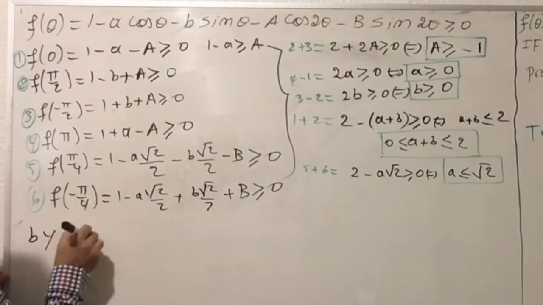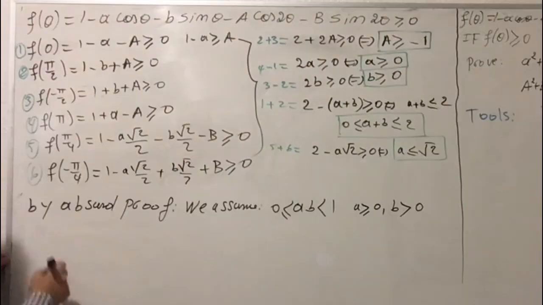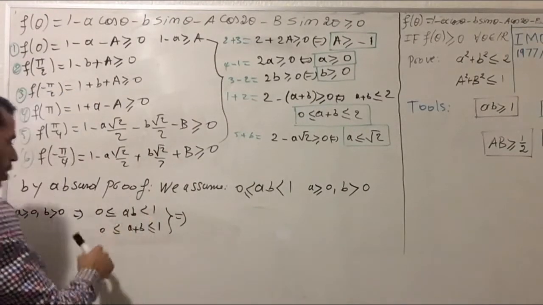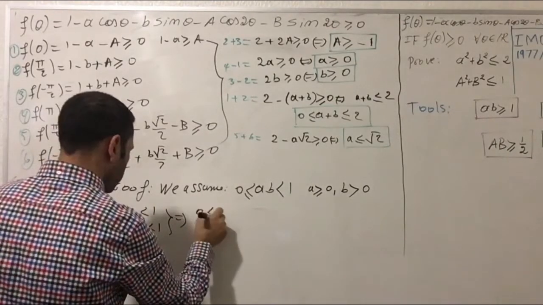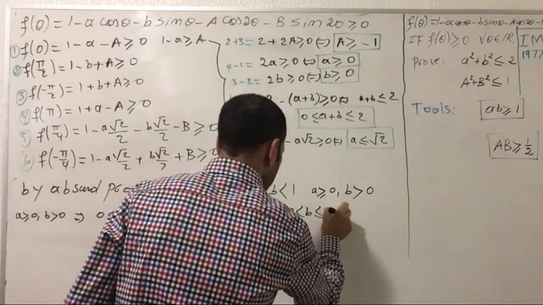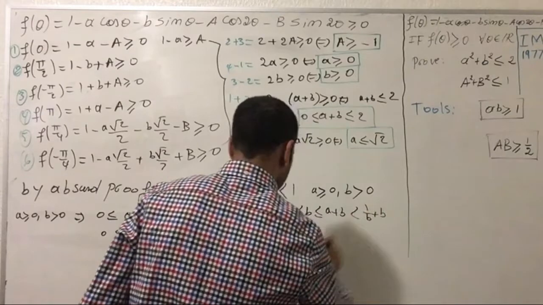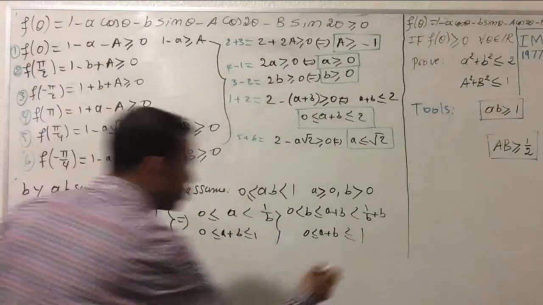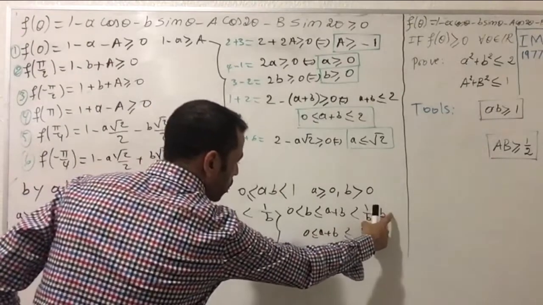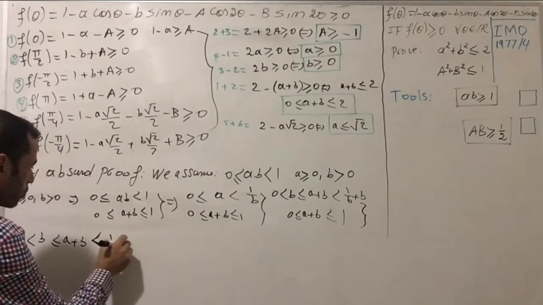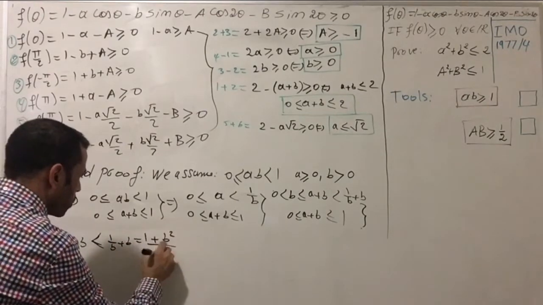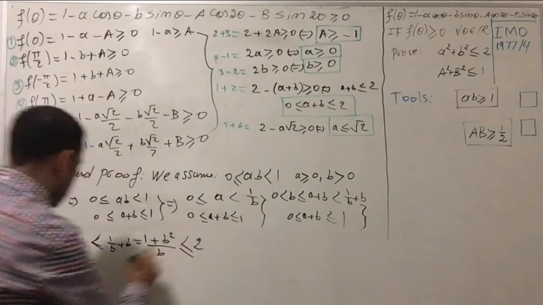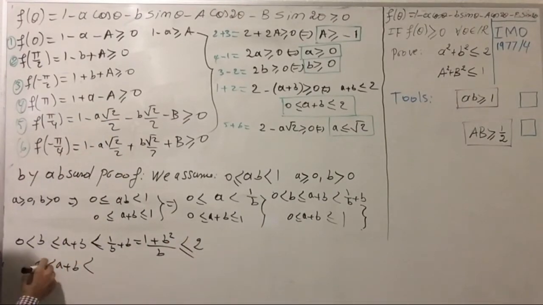By absurd proof, we have this assumption. This implies I'm going to divide both sides by b. So I will have 0 below a plus b, strictly inferior than 1 over b plus b. This one equals 1 plus b squared over b. So this one has to be inferior or equal to 2, as you have a plus b here.